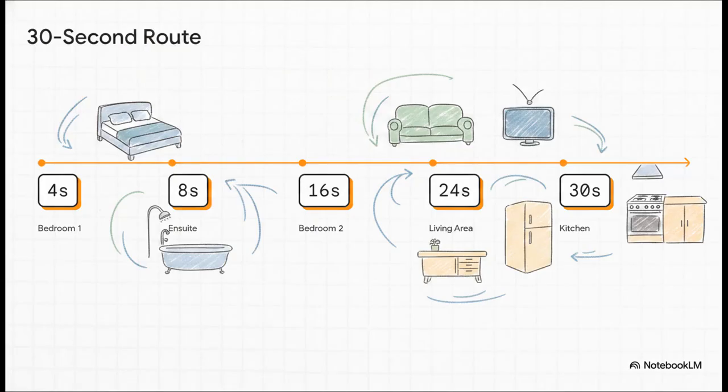Now, mapping this out requires a really deliberate rhythm. Notice how we're giving roughly 4 seconds to each distinct space. 4 seconds in bedroom 1, moving into the ensuite at the 8-second mark, bedroom 2 at 16, the living area at 24, and then wrapping up in the kitchen right at 30 seconds. This pacing isn't an accident. It builds a smooth, narrative rhythm that lets the eye soak in all those hyper-realistic details without ever feeling rushed.